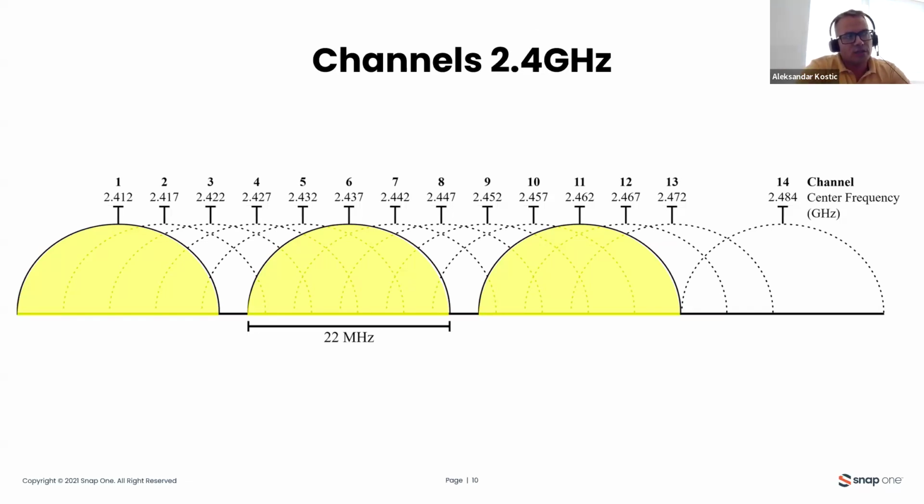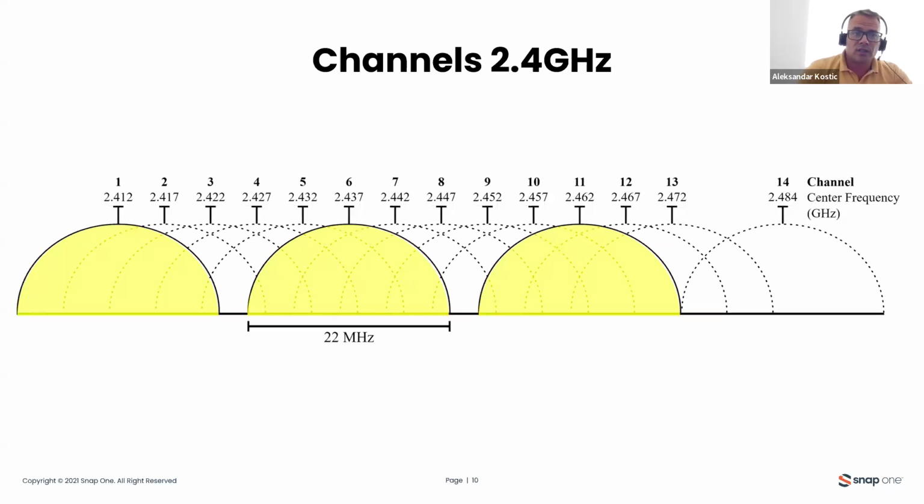The number of channels is different from region to region. It can be from 11 to 13, but typically it is 11. And the width of each channel which we use for transmission is 22 megahertz. As we have 11 channels in the quite narrow frequency band, that means that only 3 channels we have in 2.4 GHz are completely non-overlapping.